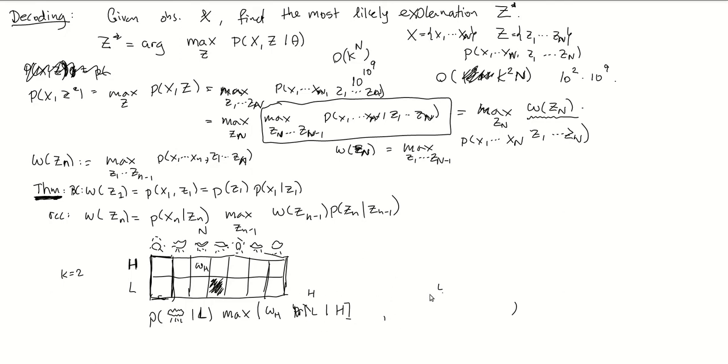And then in the other guy, I will take the omega value of this guy, and then the probability of going from low pressure to low pressure. So this will be whatever value is in here, and then times the probability of going from low pressure to low pressure.